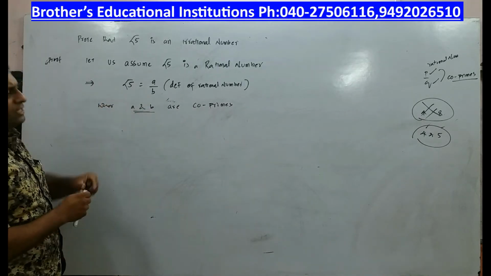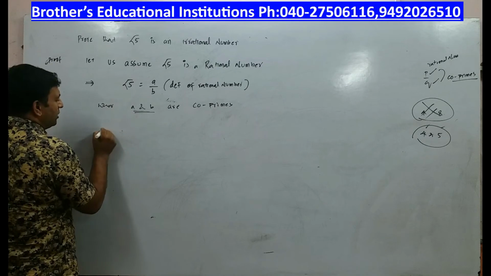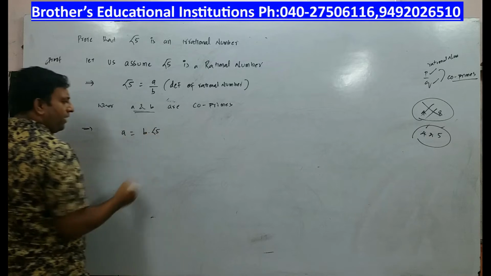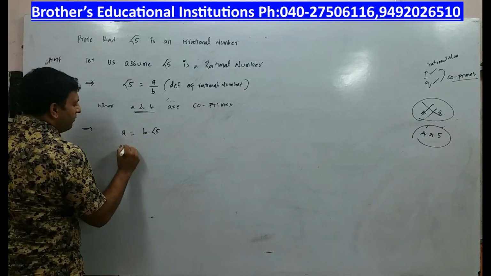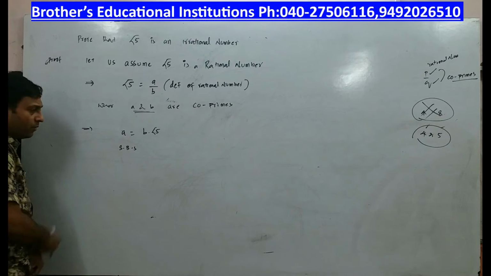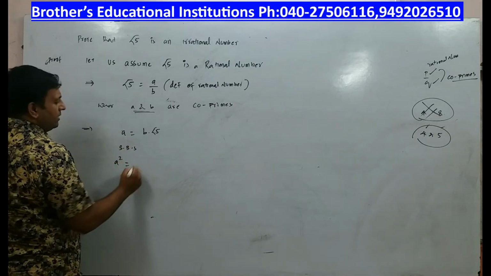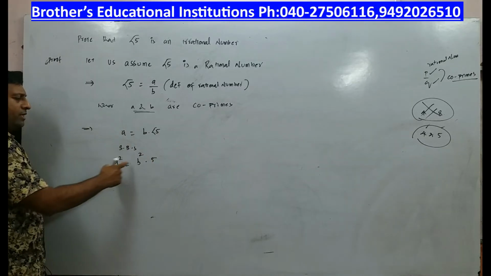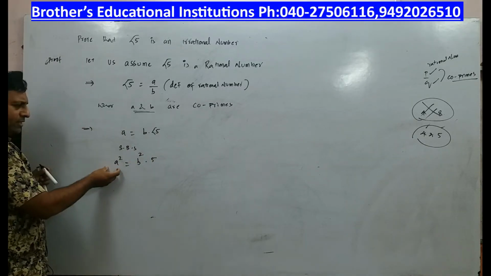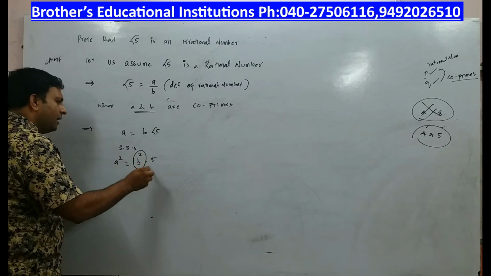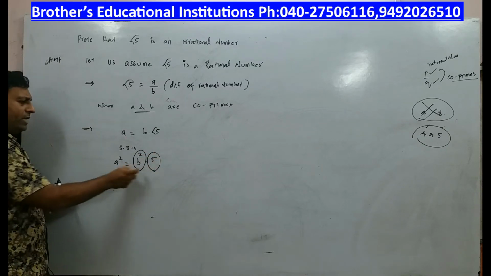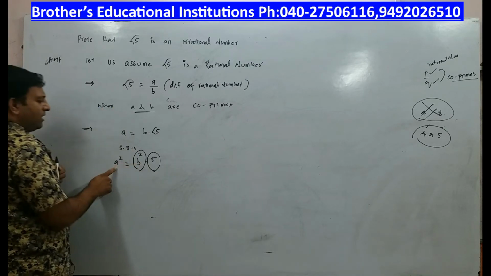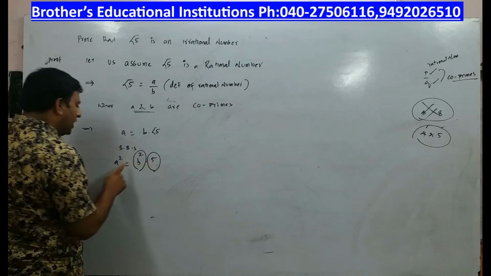So when I assume root 5 is equal to a by b, what will happen when I cross multiply? I will get a is equal to b into root 5. I will square on both sides. A square is equal to b square into root 5 whole square, which is 5. A square is equal to b square into 5. Means a square is a product of two factors. Means b square is a factor of a square, and 5 is also a factor of a square.